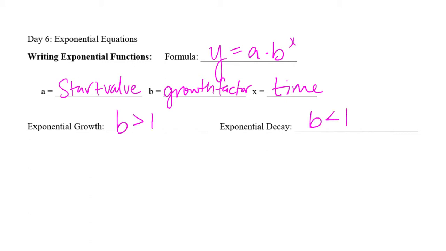So we have exponential growth when b is greater than 1, and exponential decay when b is less than 1. Because if it's greater than 1, that would mean it's more than 100%. It's growing. If it's less than 1, that means it's less than 100%. It's going down. It's shrinking.